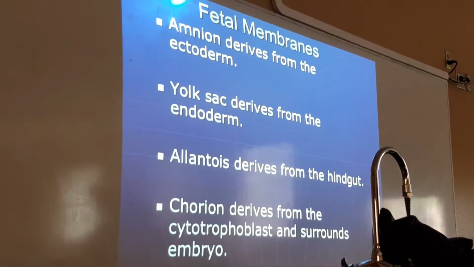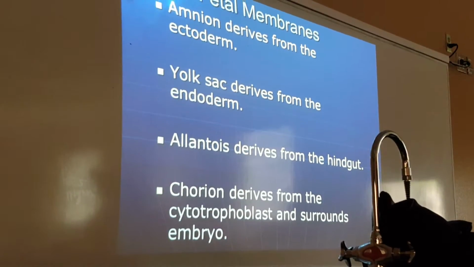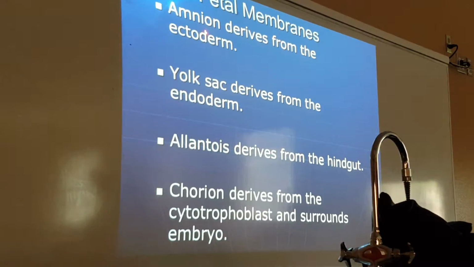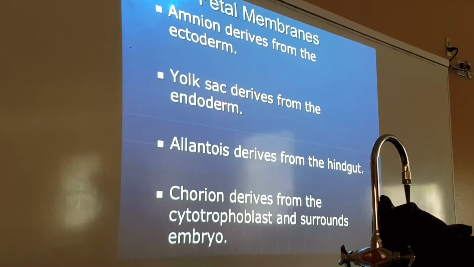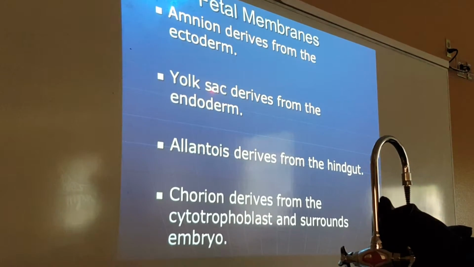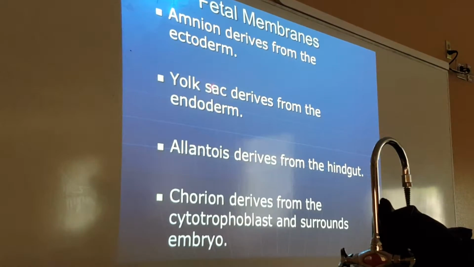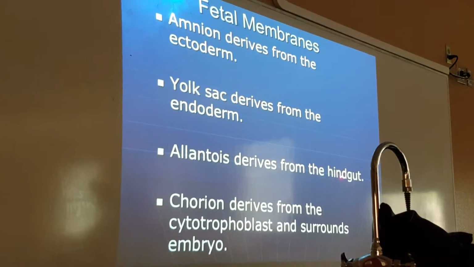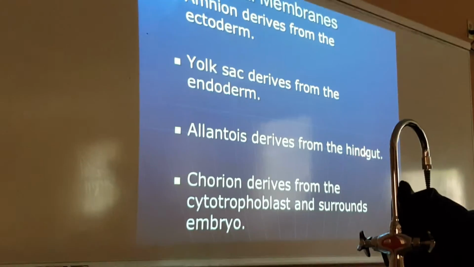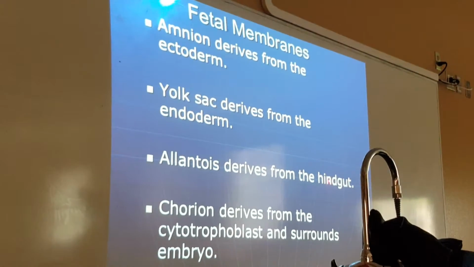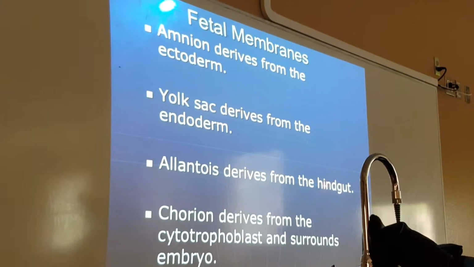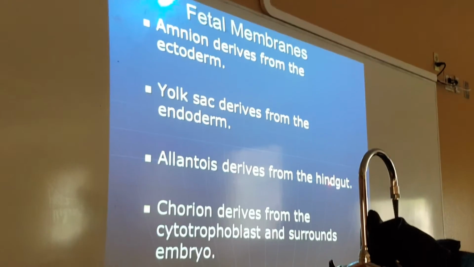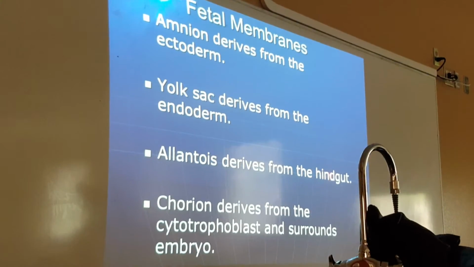Okay, so the four fetal membranes are: the amnion derives from the ectoderm, and I have a quiz question that somehow paraphrases every one of these. The yolk sac derives from the endoderm. The hindgut is kind of like the tail or derriere region of the, we call it embryo for the first 3 months and fetus for the last period of time.